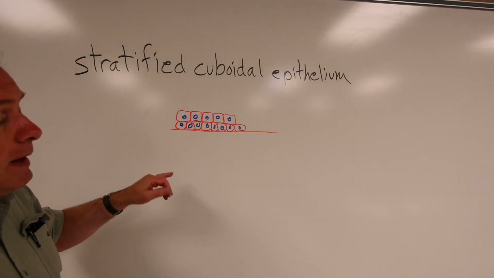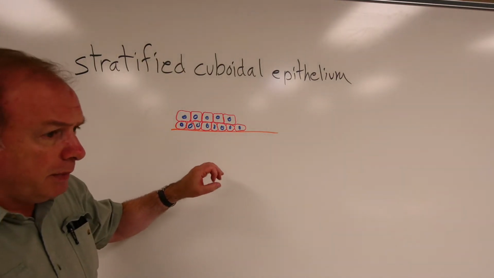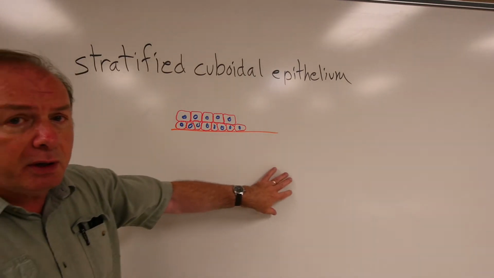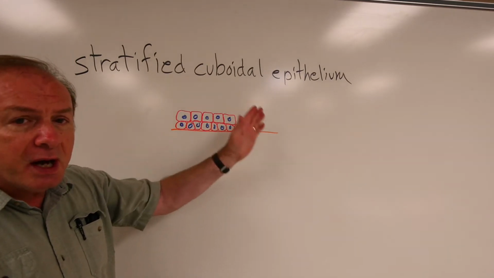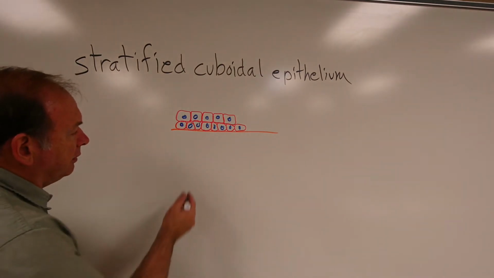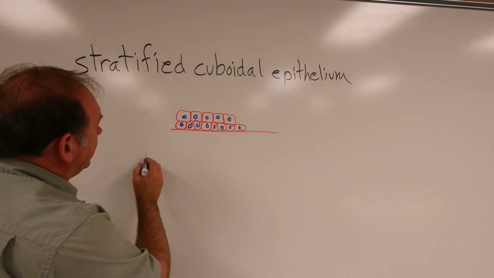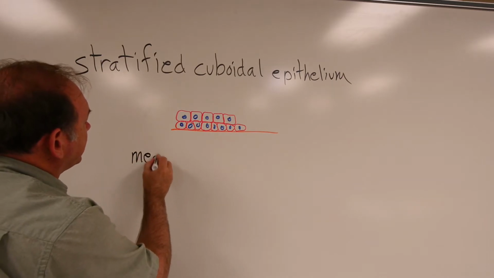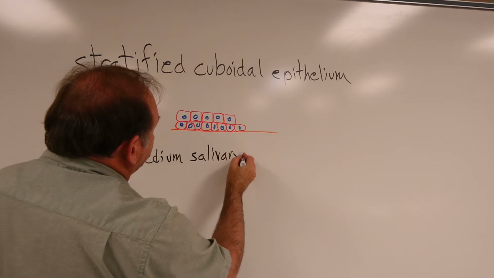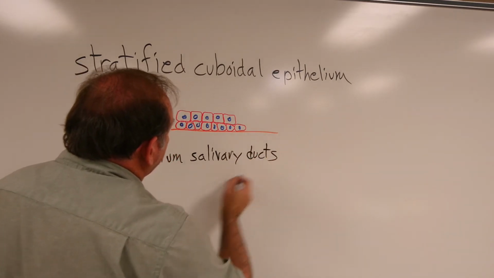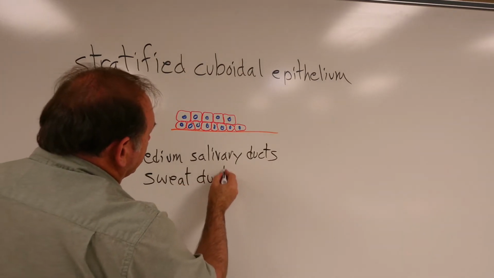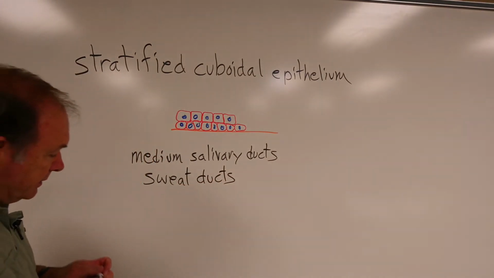The locations where we find this include some of your medium-sized salivary ducts and your sweat ducts. I'm going to make another picture here in a minute that shows what a duct will look like in cross-section, not a flat view like this, but a circular view. But I'll just go ahead and write down here, medium salivary ducts. And sweat ducts. The ducts of your sweat gland.